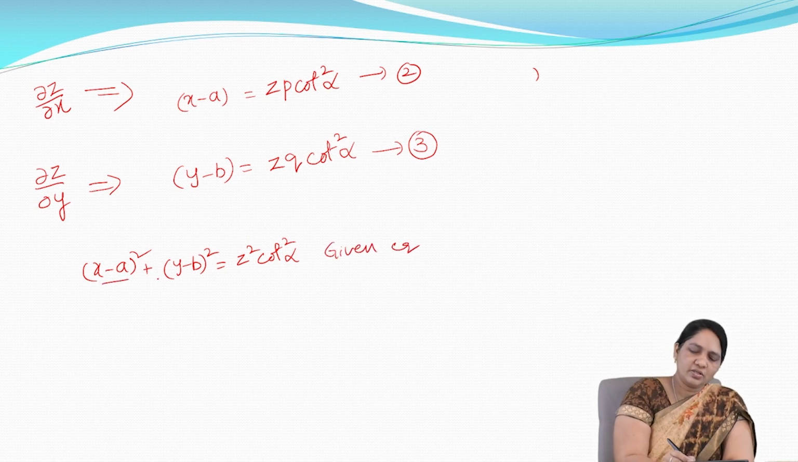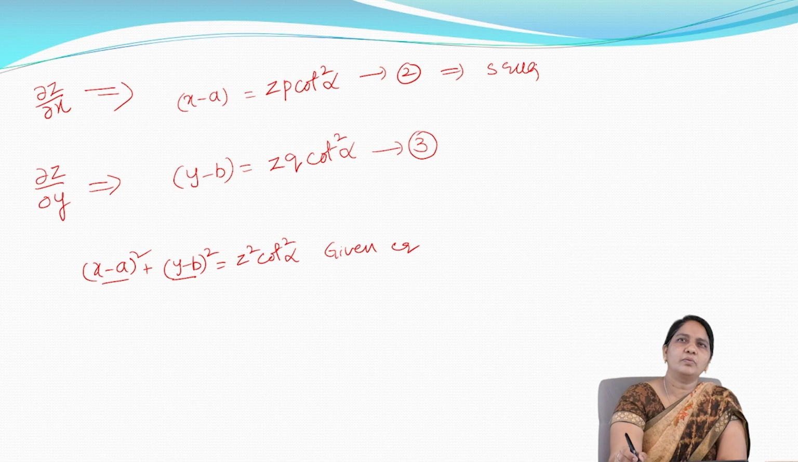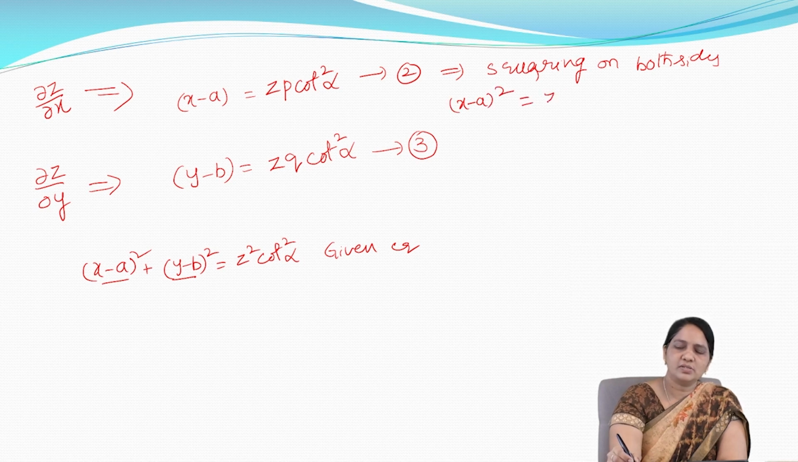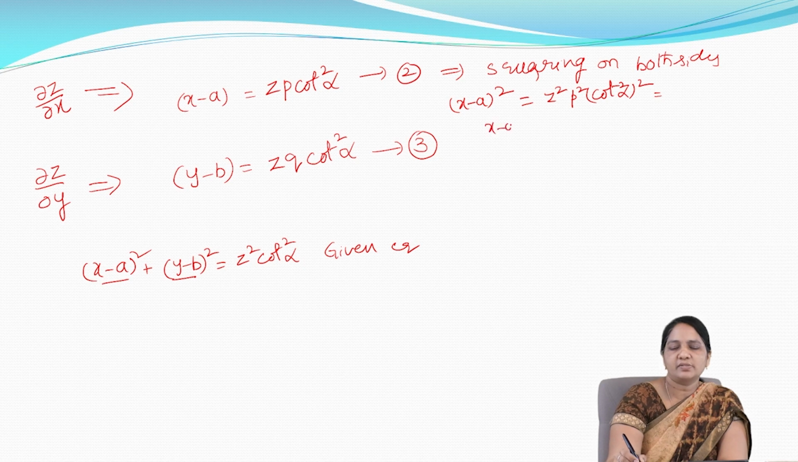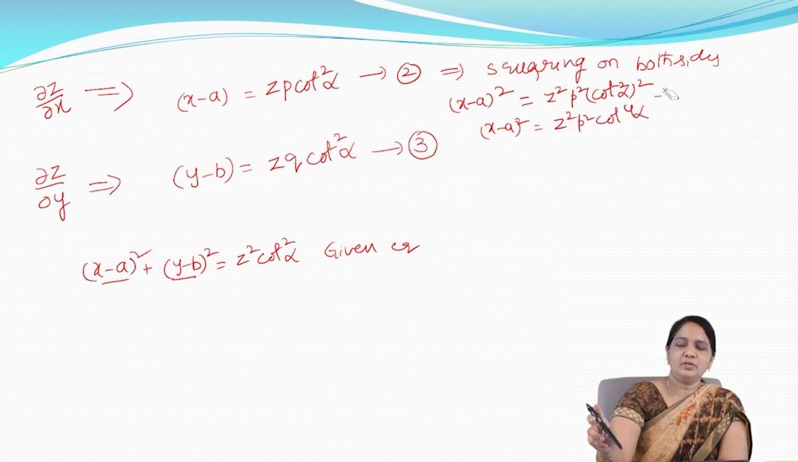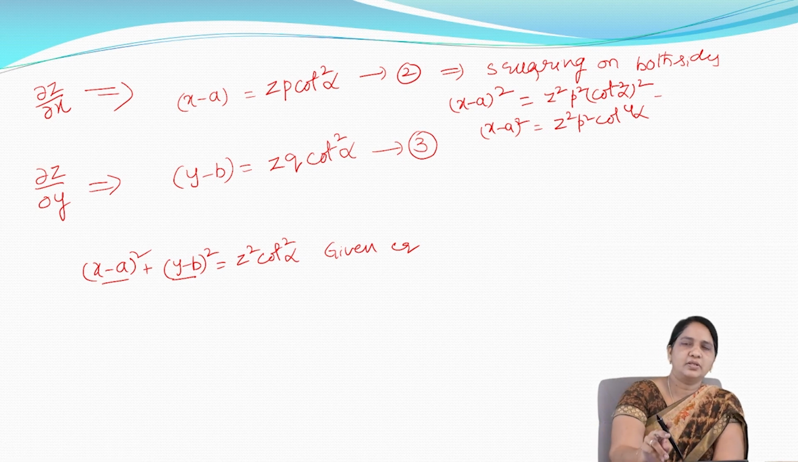So now to eliminate these two values, I am going to simplify the second equation by squaring on both sides. After squaring on both sides, what I am getting here is x minus a whole square equal to z square p square cot square alpha whole square. That means x minus a whole square equal to z square p square cot power 4 alpha. This is the equation after squaring on both sides for equation 2.